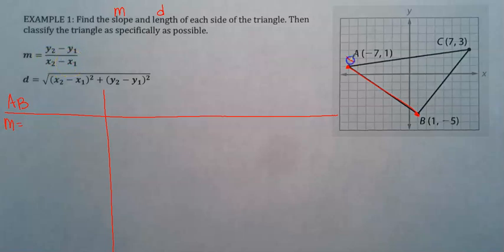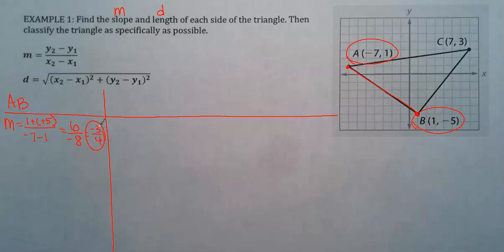If we're talking about A and B, we can have our y values, 1 minus -5, over our x's, -7 minus 1. So 1 minus -5, that's the same thing as plus a positive, so that's 6. -7 minus 1 is -8. And that simplifies to -3/4. There's our slope for AB.